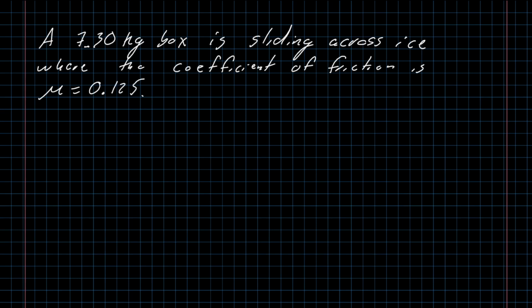A 7.3 kilogram box is sliding across ice where the coefficient of friction is mu equals 0.125. As ice goes, that's a fairly high coefficient of friction, but boxes aren't exactly known for their ability to slide easily.